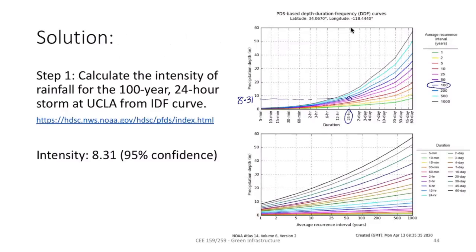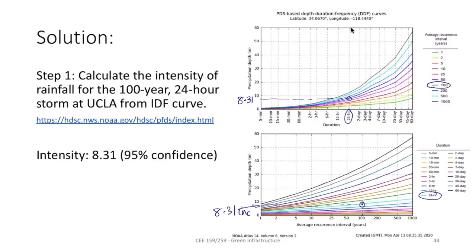If you do the same thing here, the 100-year rainfall and 24 hours is this color. So if this is the location, and you see where it intersects, it will be around 8.31 inch. What it means is that in 24 hours, in that storm event, the total amount of rainfall that may occur is 8.31 inch.